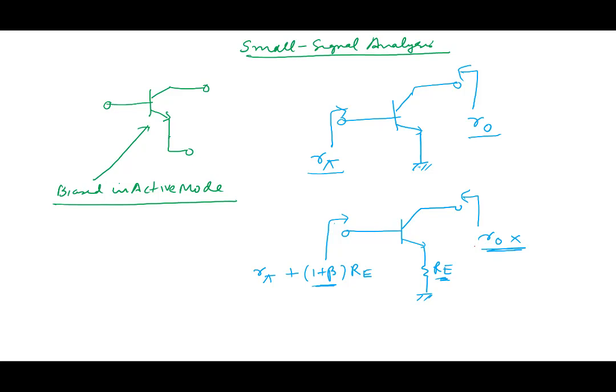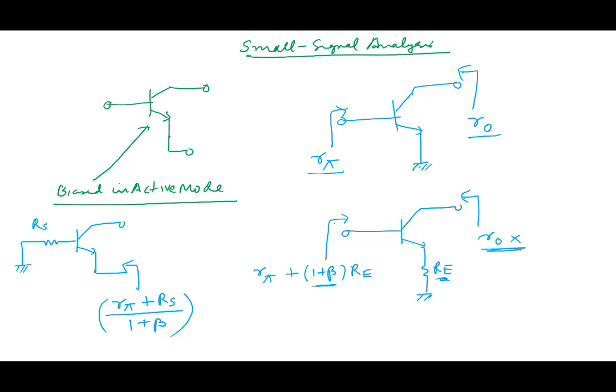The other important result for us is the following. Doesn't matter what is here, but say this is some resistance here, Rs. What is the resistance looking from here? When you look into the emitter, what resistance do I find? When you look from here, the resistance is R pi plus Rs divided by 1 plus beta.